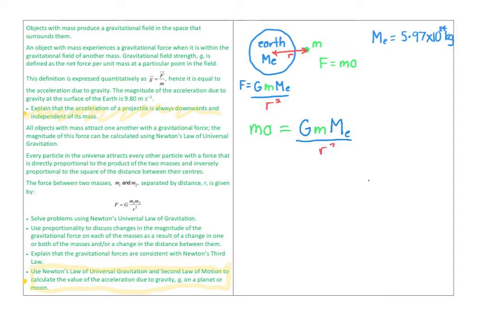Divided by R squared. Now we can immediately see in that formula that we've got mass on both sides, so that cancels out, so that we get that the acceleration is equal to G times M of the Earth divided by R squared. And in this case, we are interested in an object at the surface of the Earth.